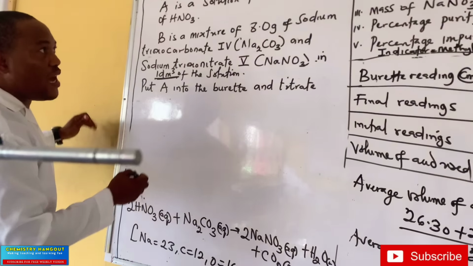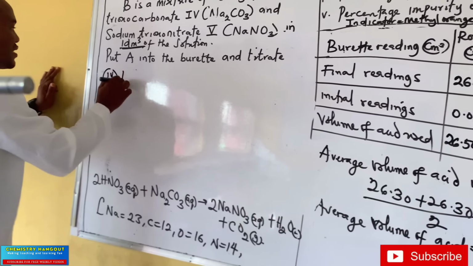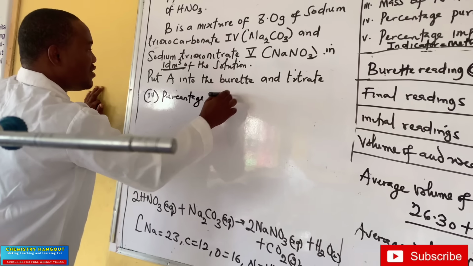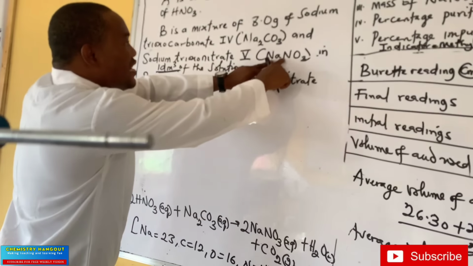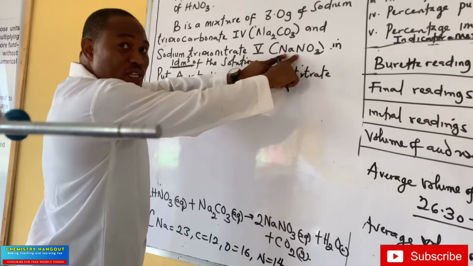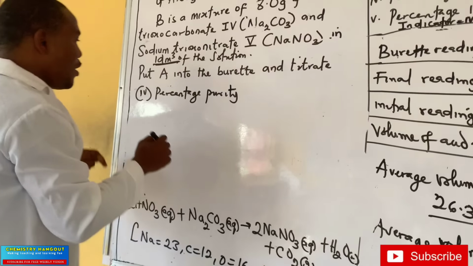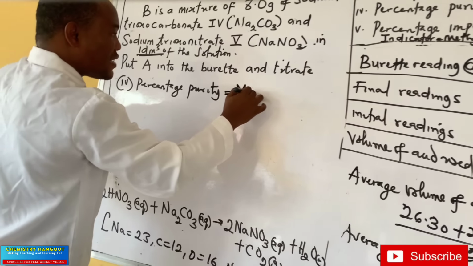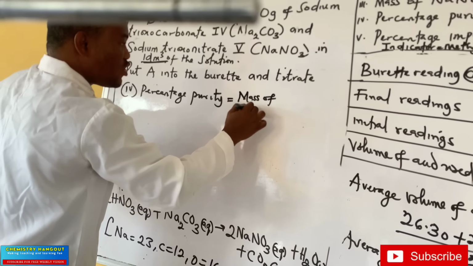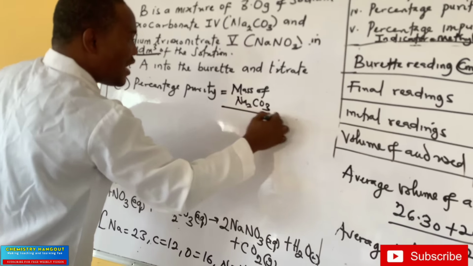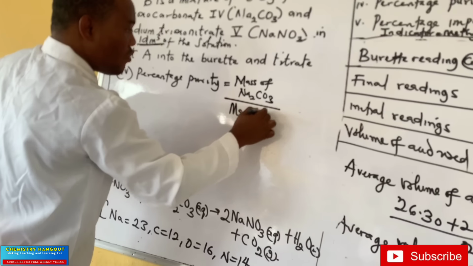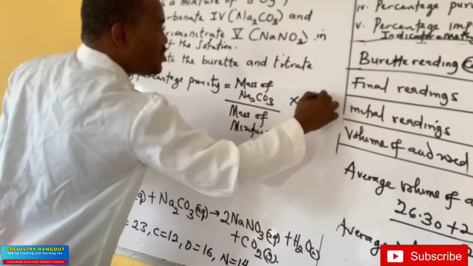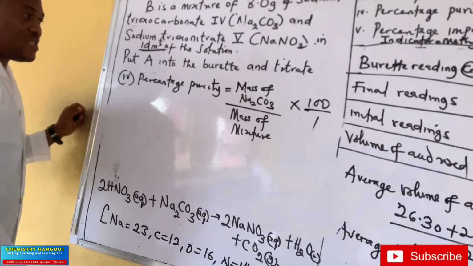Okay, so the next one now, for percentage, you can see that now, percentage purity. So we have said this is the one that is acting as the impurity. So definitely this is the pure. So percentage purity, how do I calculate that? It will now be, what is the mass of the one that is pure, which is sodium carbonate, over the mass of the mixture. Did you get that now? The mass of the mixture times what? 100 over 1. Did you see that now?